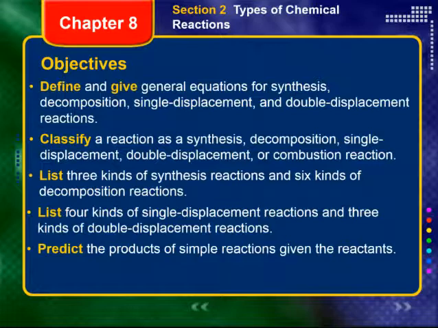You're also going to have to list 3 kinds of synthesis reaction and 6 kinds of decomposition reaction. And again, we'll go over those in the notes. List 4 kinds of single displacement reactions and 3 kinds of double displacement reactions. Again, we'll go over those in the notes. And lastly, predict the products of simple reactions given the reactants. All right, I know it sounds like a lot, so let's get started.